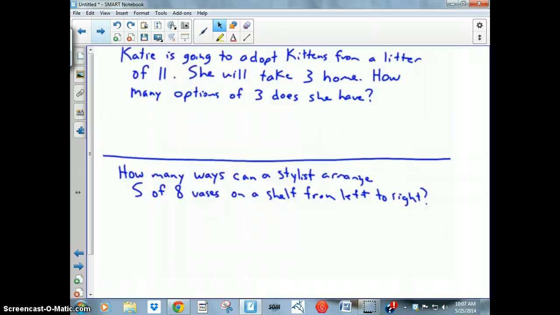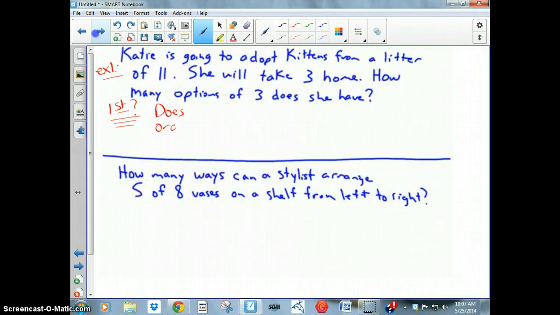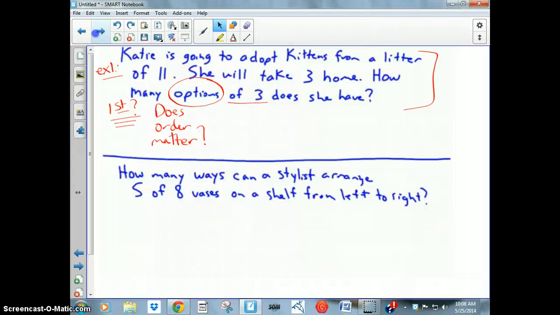All right, let's talk 2 examples. Example number 1. Katie is going to adopt kittens from a litter of 11. She's going to take 3 home. How many options of 3 does she have? Well, in order to do this, you've got to ask yourself the key first question. Does order matter? In this particular situation, there are no words in this problem that indicate permutation. All it says is how many options of 3 does she have. So therefore, order does not matter, and this is a combination problem.